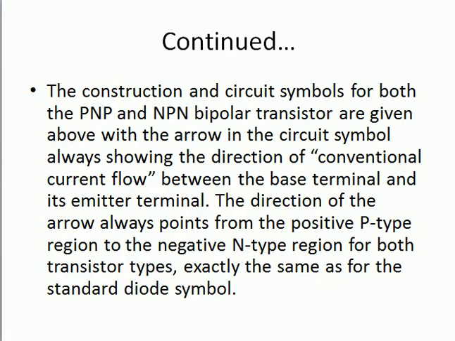So the construction and the circuit symbols for both the PNP and NPN bipolar transistors are given in the last slide, with the arrow in the circuit symbol always showing the direction of the conventional current flow between the base terminal and its emitter terminal. The direction of the arrow always points from the positive P-type region to the negative N-type region for both transistor types, exactly the same as for the standard diode symbol.